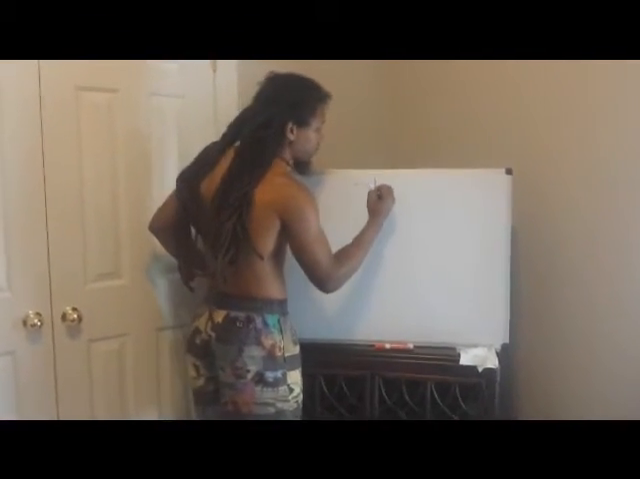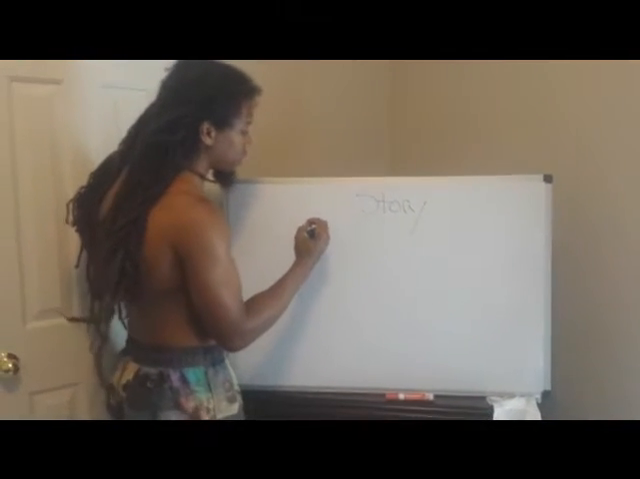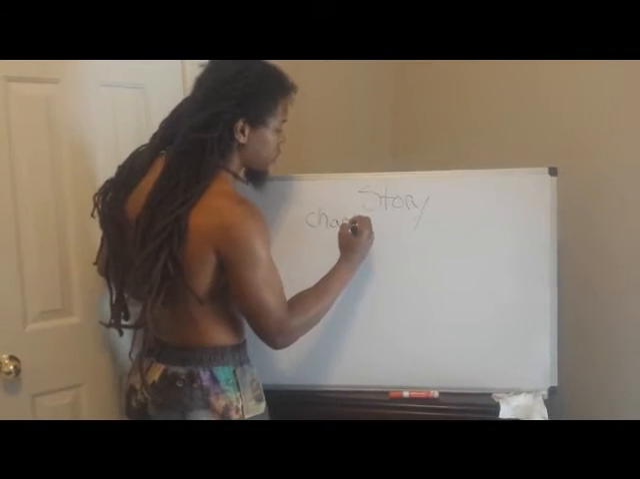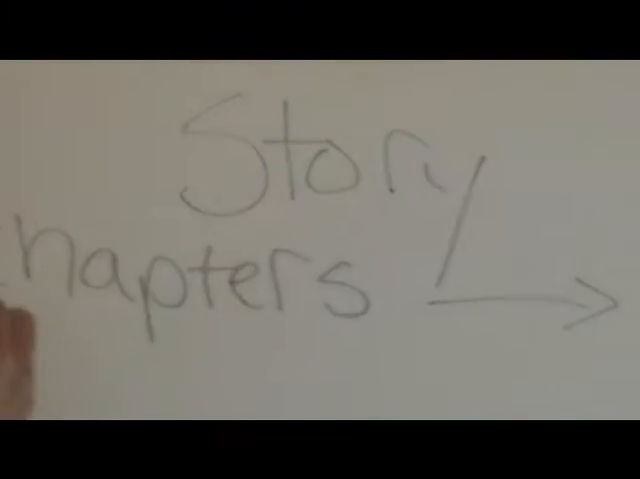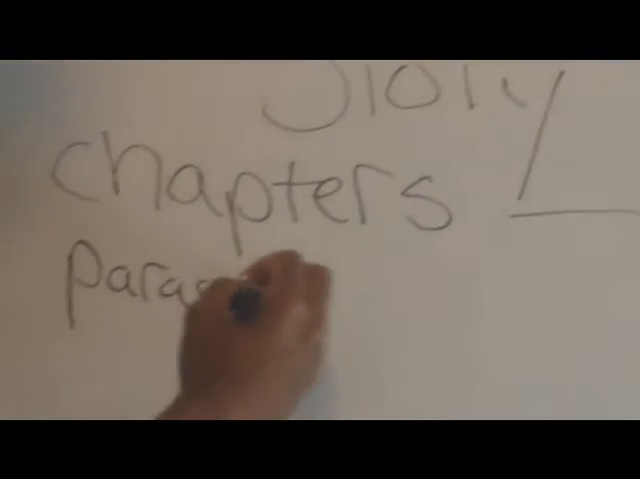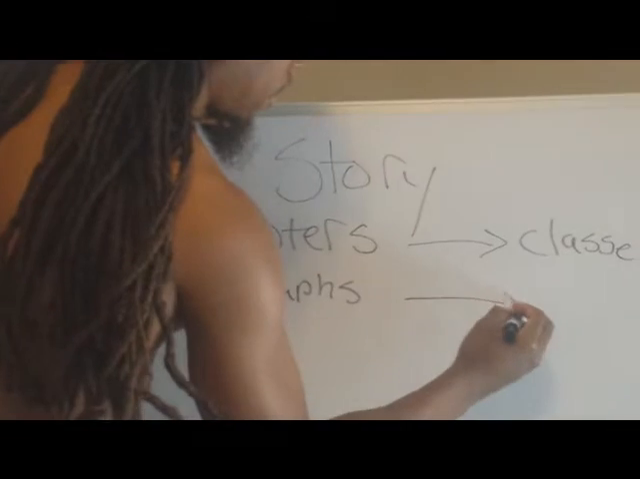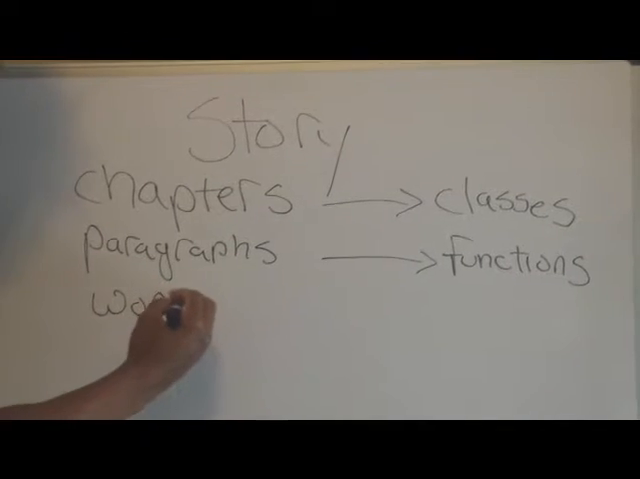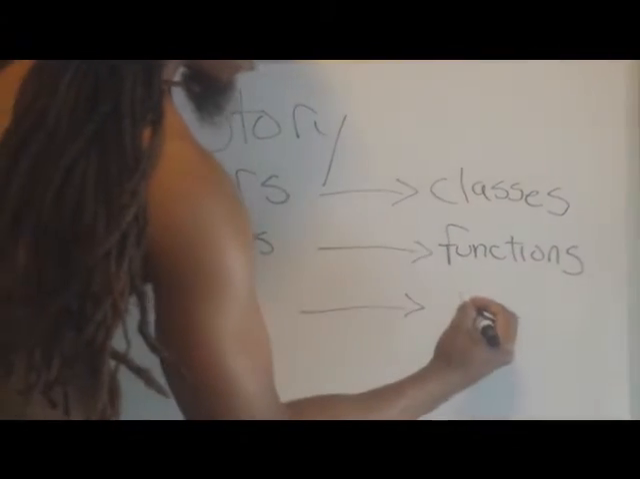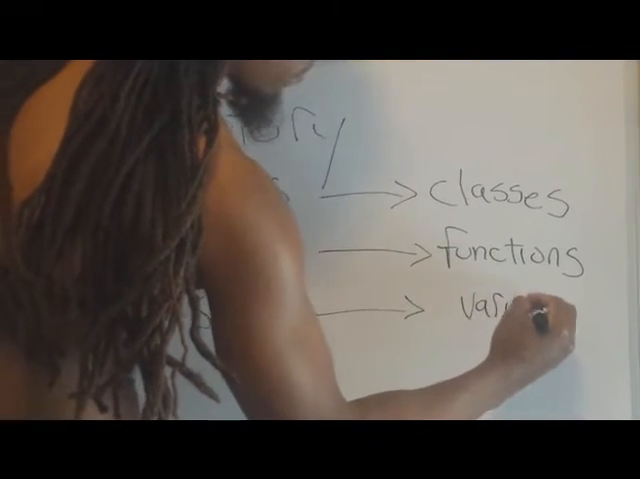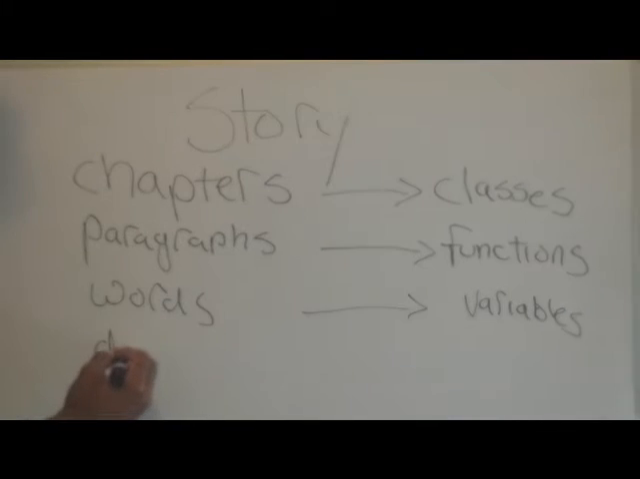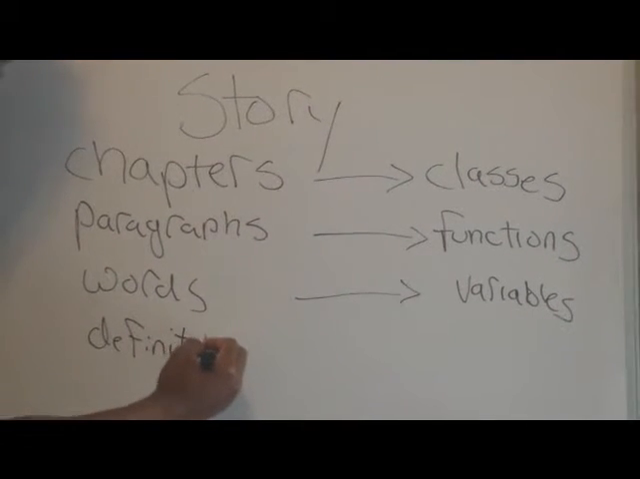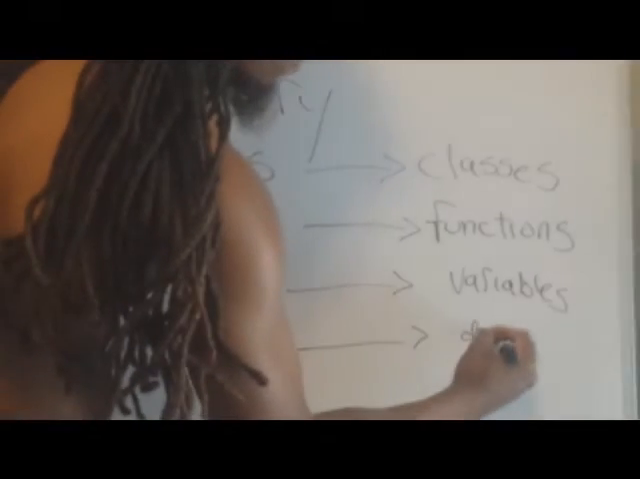So we have a story broken up in between chapters. Chapters are the same thing as classes. And now a chapter has paragraphs. And in software engineering, classes have functions. Paragraphs have words. And in software engineering, functions have variables. And words have definitions. And variables also have definitions.